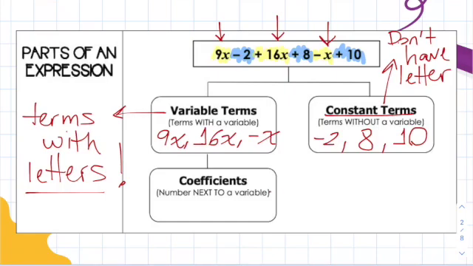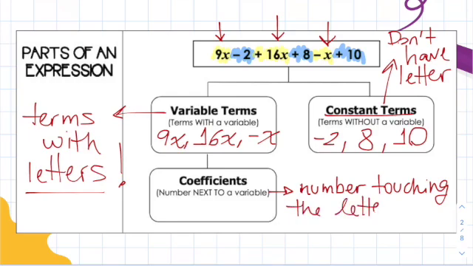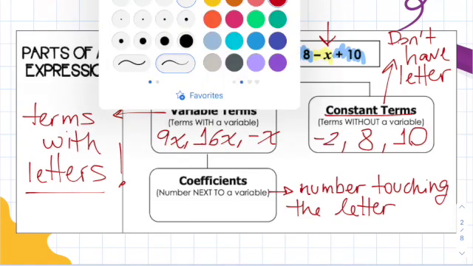And finally, we have to take a look at what a coefficient is, which is a number next to a variable, all right? Another way of thinking about it, and I think you guys should write this down, is that a coefficient is the number that is simply touching the letter. So coefficients only make sense if we're talking about variable terms, because variable terms have letters. Constant terms don't have letters, so that doesn't make any sense. So in the variable terms, we have 9x, 16x, and negative x.